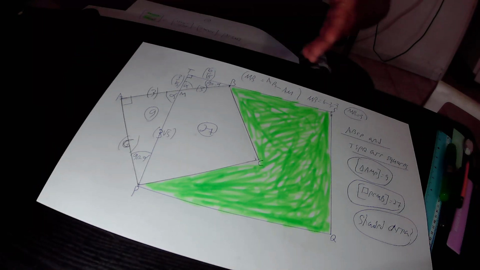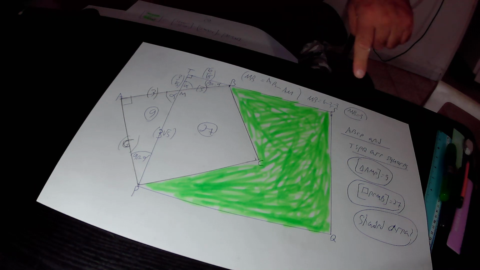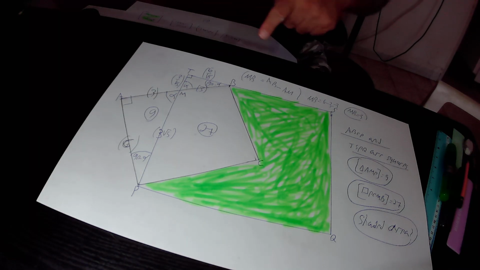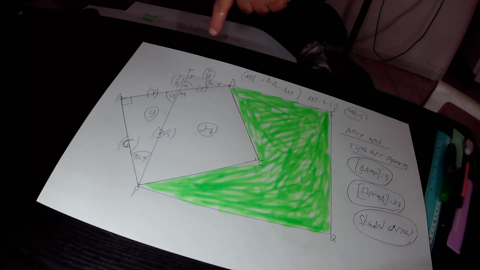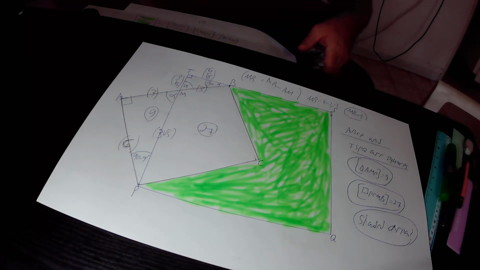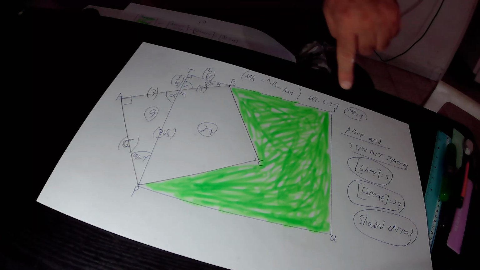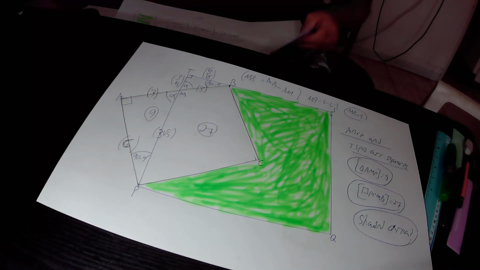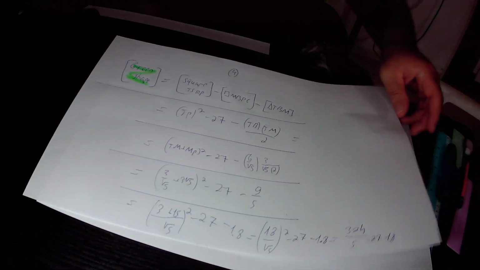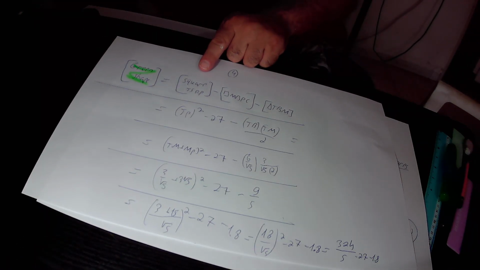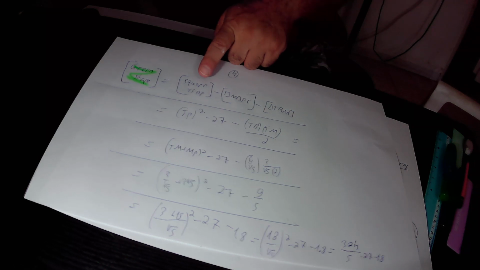The area of the big square TSQP: the area of any square equals the length of one side squared. Therefore, the area of this square TSQP will be equal to the length of side TP squared. The area of the big square TSQP equals TP squared.